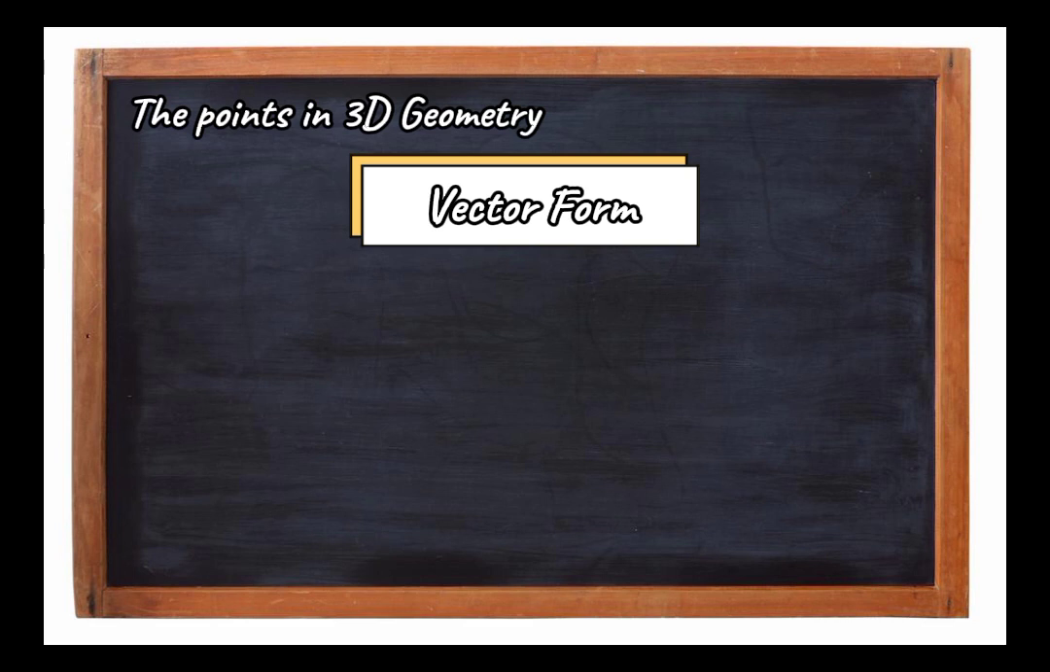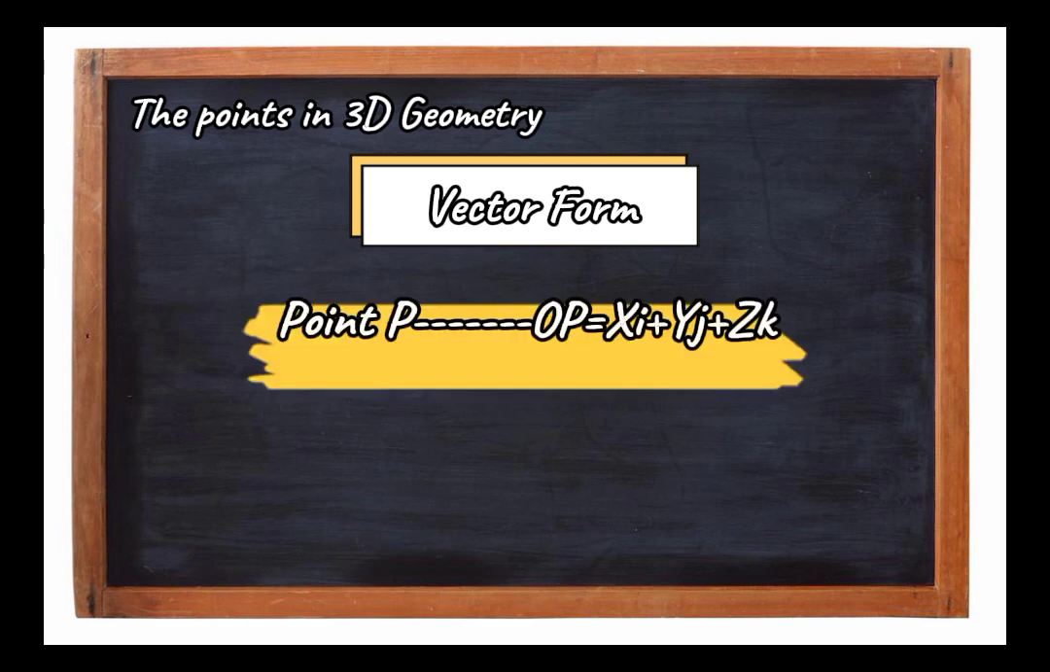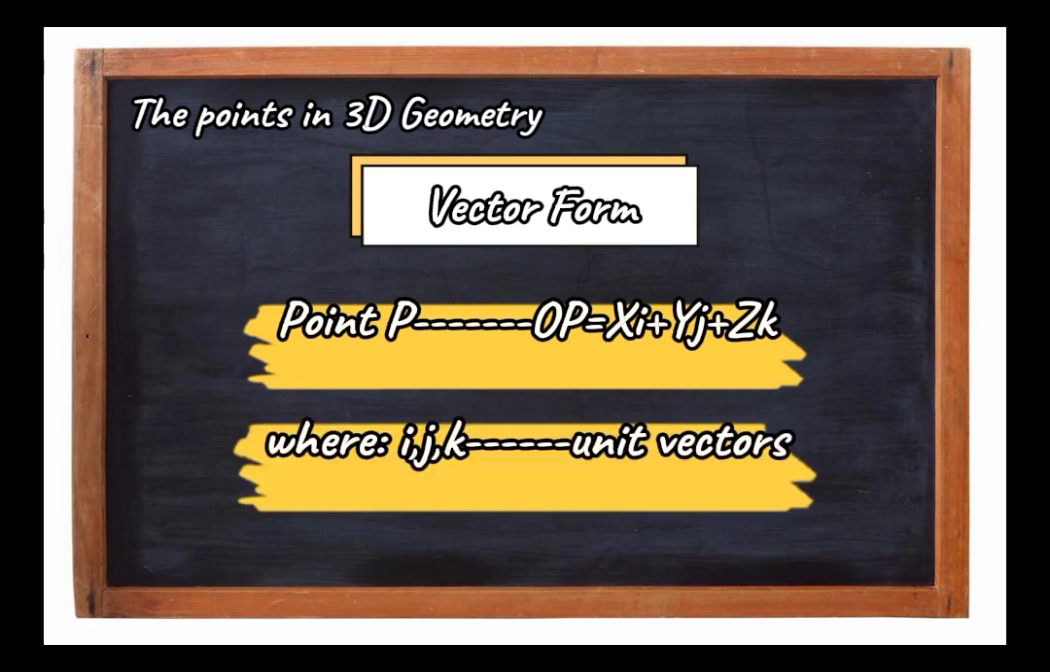The representation of a point P in vector form is a position vector OP. It is written as OP equals xi plus yj plus zk, where i, j, k are denoted as the unit vectors along the x-axis, y-axis, and z-axis respectively.